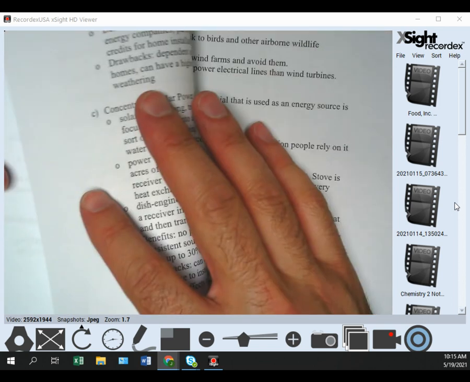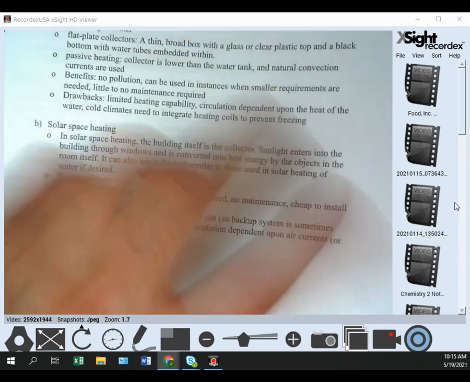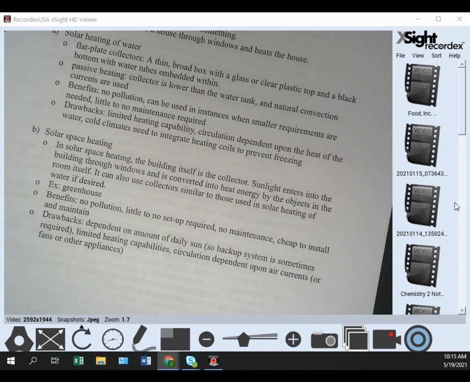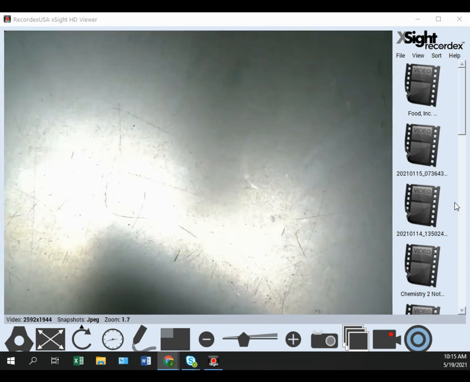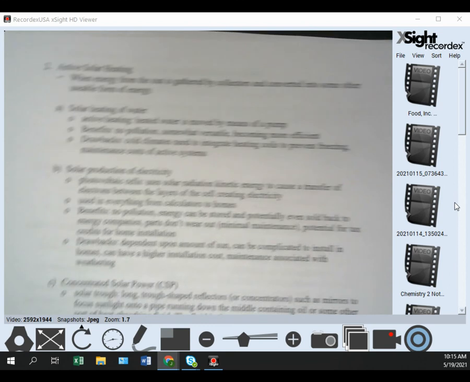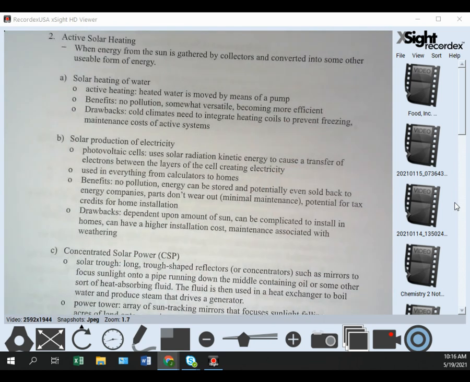Okay, questions on those? So that's passive solar heating, where essentially you just have some setup and it kind of works on its own, and you don't have anything actively converting or changing anything. It just works on the way that energy works and transfers. Then we have active solar heating, which is probably more what you're used to thinking about when you think about solar energy. This is when energy from the sun is gathered by collectors and converted into some other usable form of energy. So there's still a wide range of these.